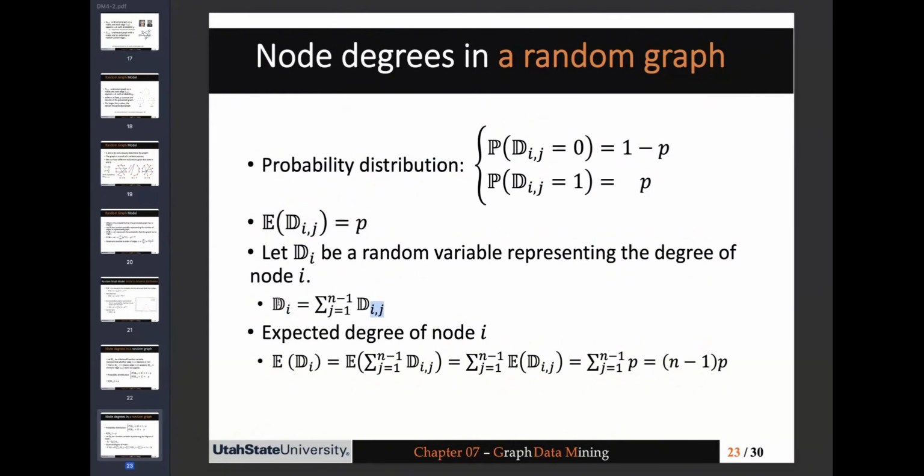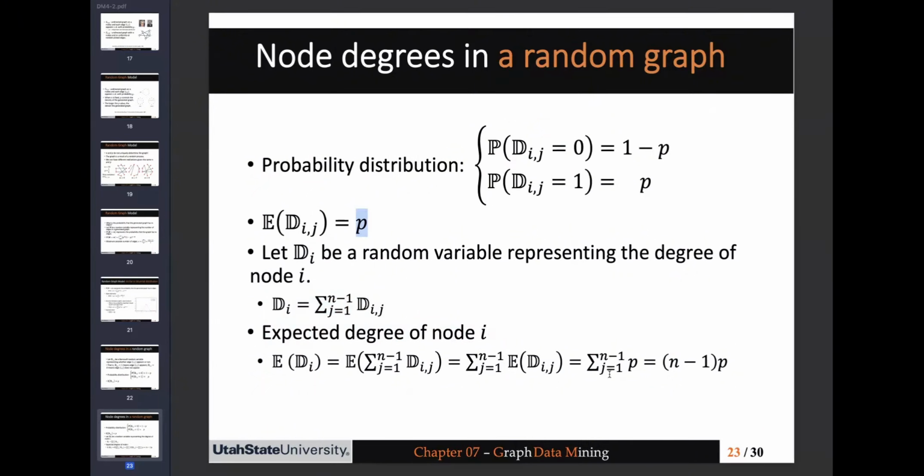Okay, so what's the expected value? If you pick one node at random from a random graph, what is the expected value of its degree? That's the question asked here, and it is answered by the last portion of the slide. The expected degree of a node i is nothing but the expected value of this sum that we have over here. The sum can be taken outside of the brackets, and you replace the expected value of dij, which we already computed in the previous slide, with p.